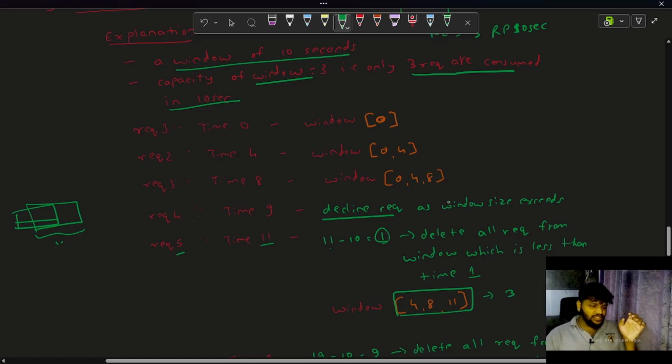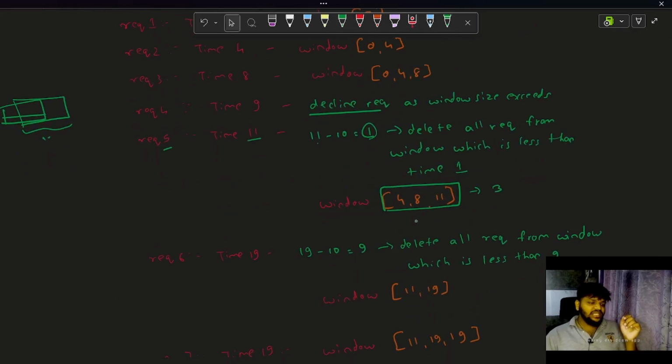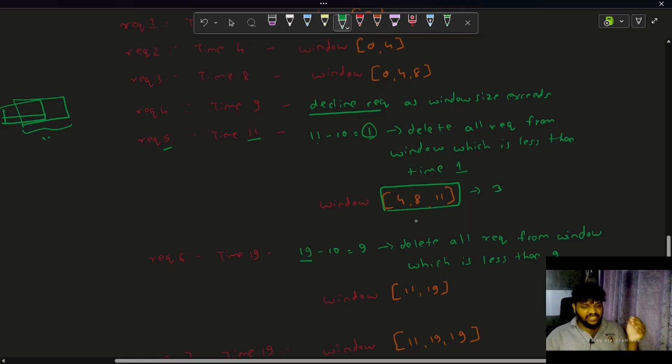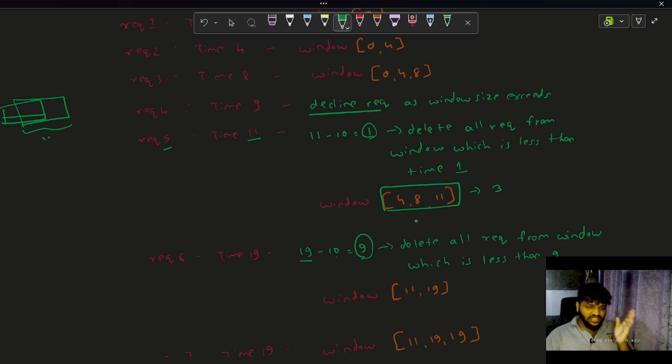Understand this thing properly. Let's take one more example. Let's say request 6 comes, time is 19. What does this mean? 19 is the time when I am getting a request, and 10 is the size of the window. 19 minus 10 is equal to 9. This means from this particular window, delete all the references of those requests that we received in our system before 9 seconds.